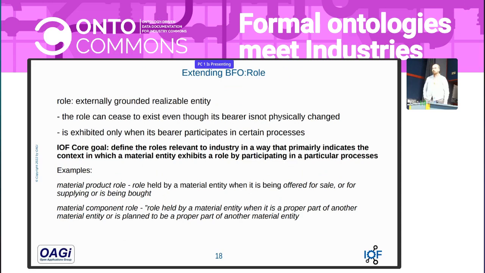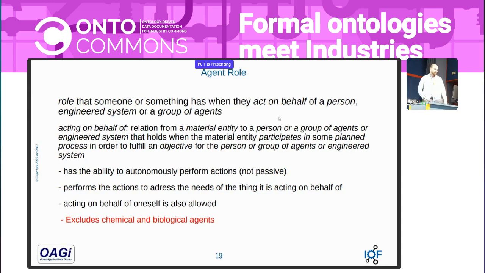As examples, the material product role is exhibited in sales, buying, or supplying, while the material component role is exhibited when material is a part or planned to be a proper part of another material entity. Some roles that are really crucial to our ontology include the agent role, which is a role that something or someone has when they act on behalf of a person, engineered system, or group of agents. Acting on behalf of essentially means that it participates in some process and performs some actions to achieve the objective set by the person, engineered system, or group of agents.